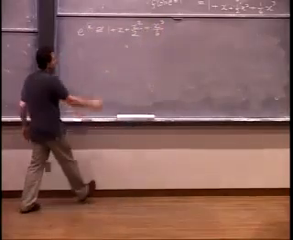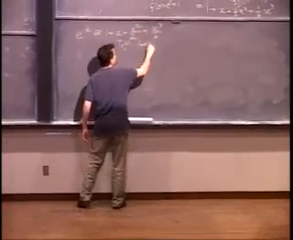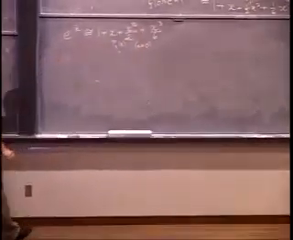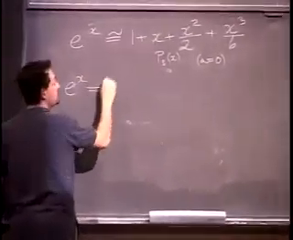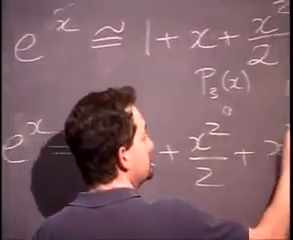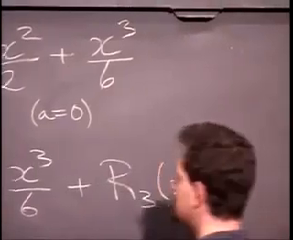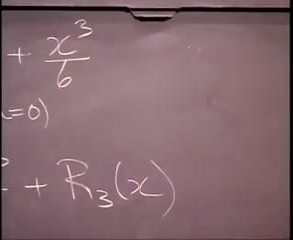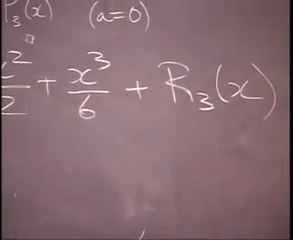That's P3 of x with a equals 0. Well, let's write this exactly. This equals the same thing plus R3 of x. So it's no longer approximate. I'm going to add on the exact little bit of crack, that fill in the crack is what I'm trying to say. I don't want to add on the crack. I want to fill in the cracks by adding on this small thing, R3 of x.